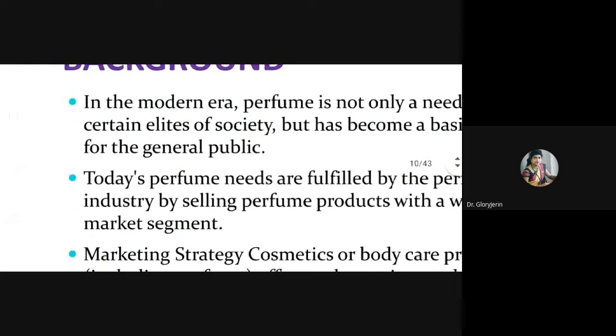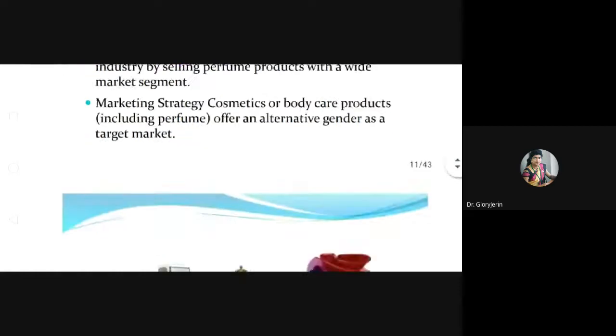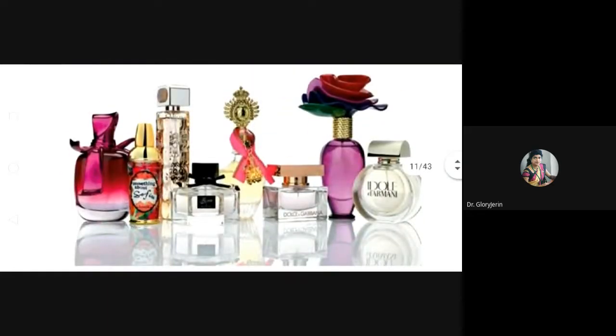Now we have come to the modern era. Perfume is not only a need for certain elites or society, but has become a basic need for the general public. Today, perfume needs are fulfilled by the perfume industry, selling perfume products to a wide market segment. Marketing strategy for cosmetic or body care products, including perfume, offers an alternative gender as a target market. You can see this modern perfume bottle.